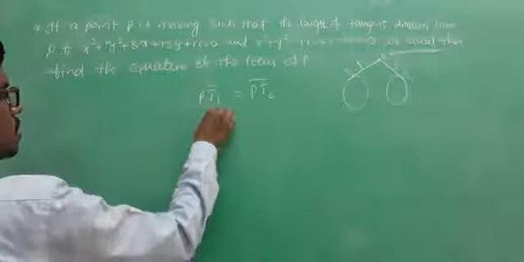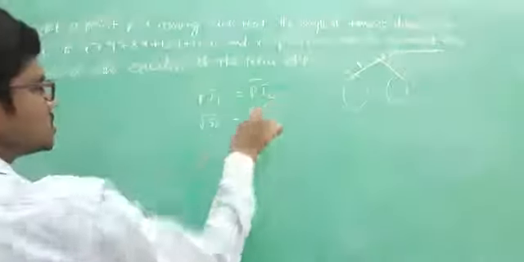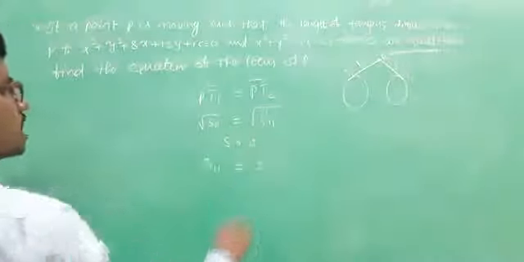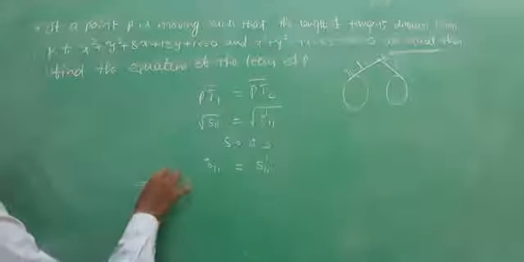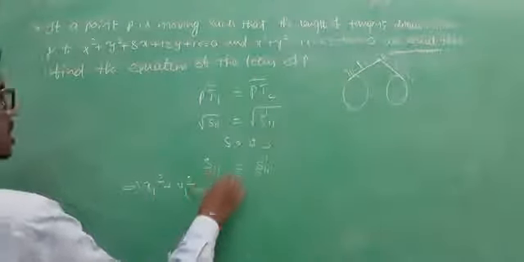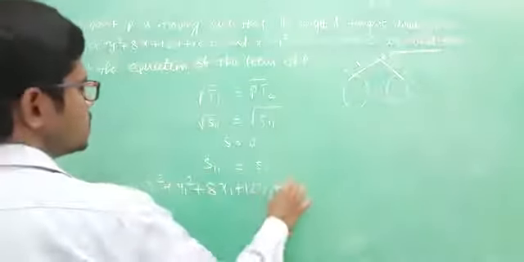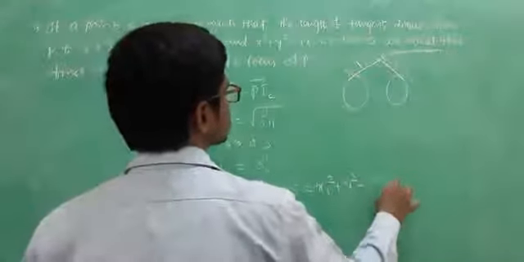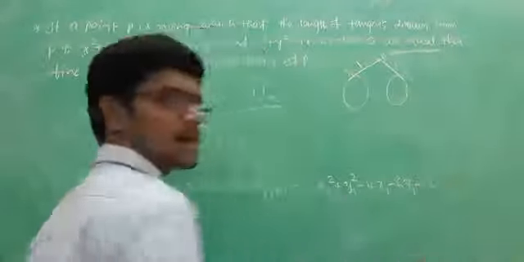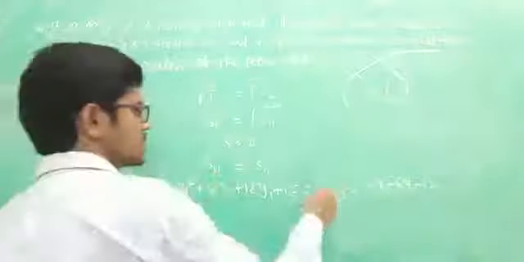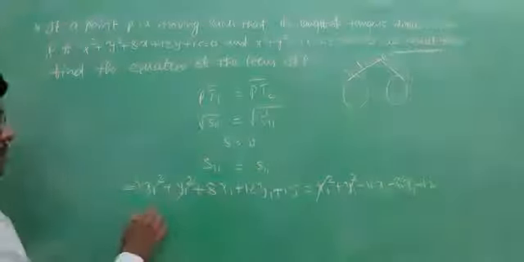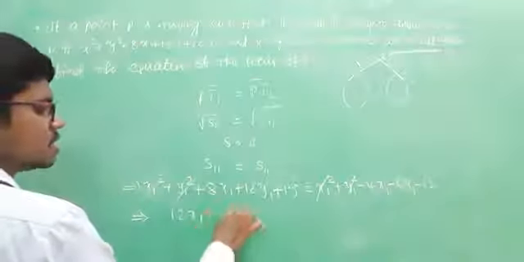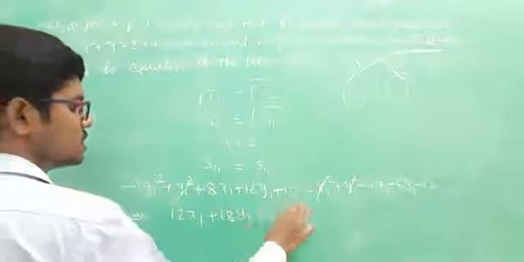So root S11 is equal to root S dash 11. Squaring on both sides, we get S11 is equal to S dash 11. So x1 square plus y1 square plus 8x1 plus 12y1 plus 15 is equal to x1 square plus y1 square minus 4x1 minus 8y1 minus 12. So x1 square and y1 square get cancelled. What we get? 8 plus 4 is 12x1, 12 plus 6 is 18y1, 15 plus 27 equal to 0.